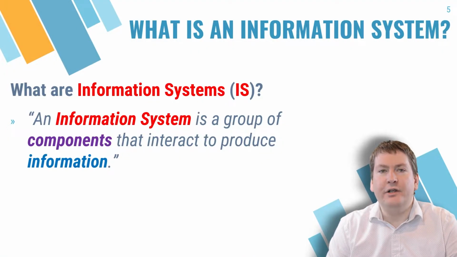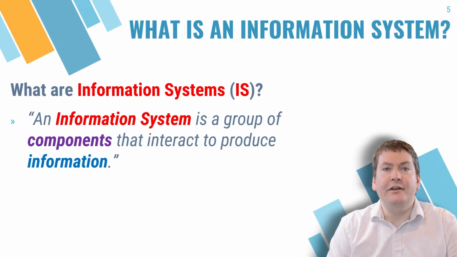From our last lecture, we know that the textbook definition of information systems is a group of components that interact to produce information. We also talked about information systems existing long before computers in the form of paper, filing cabinets, card catalogs, ledger books, and most importantly, people following procedures to transform data into information.